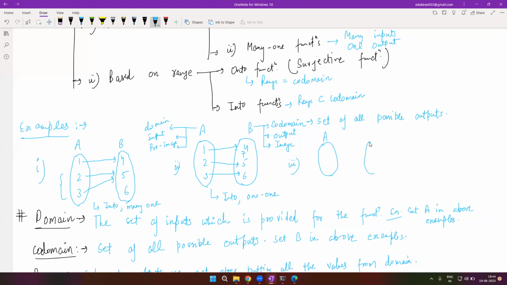This is set A and this is set B. Set A is like this, 1, 2, 3, and set B is like this, A, B, C, D. This is 1A, this is 2B, and then this is 3C. Can you tell me whether the function is 1, 1 or many one, and similarly onto or into? So tell me the full category: 1, 1 onto, 1, 1 into, many one into, or many one onto.